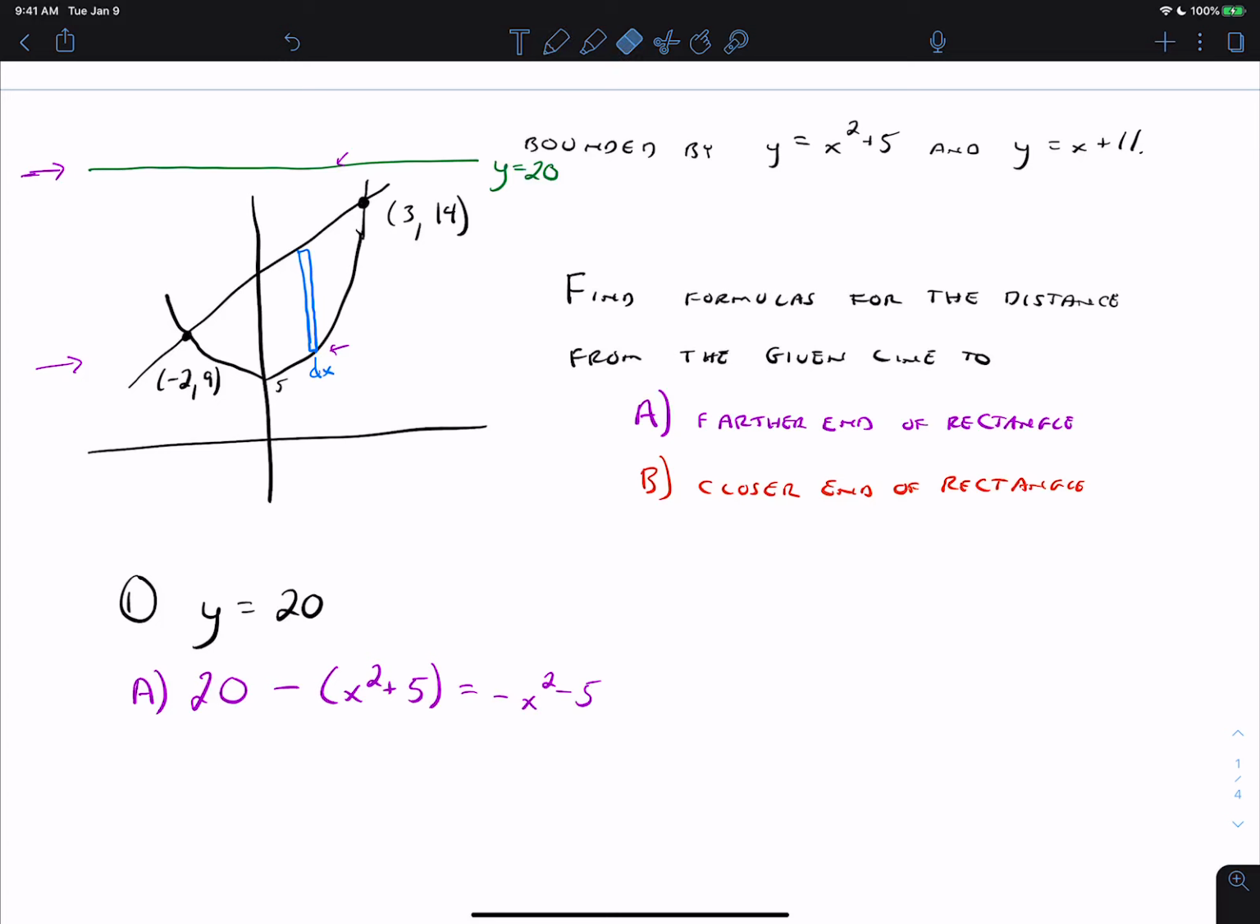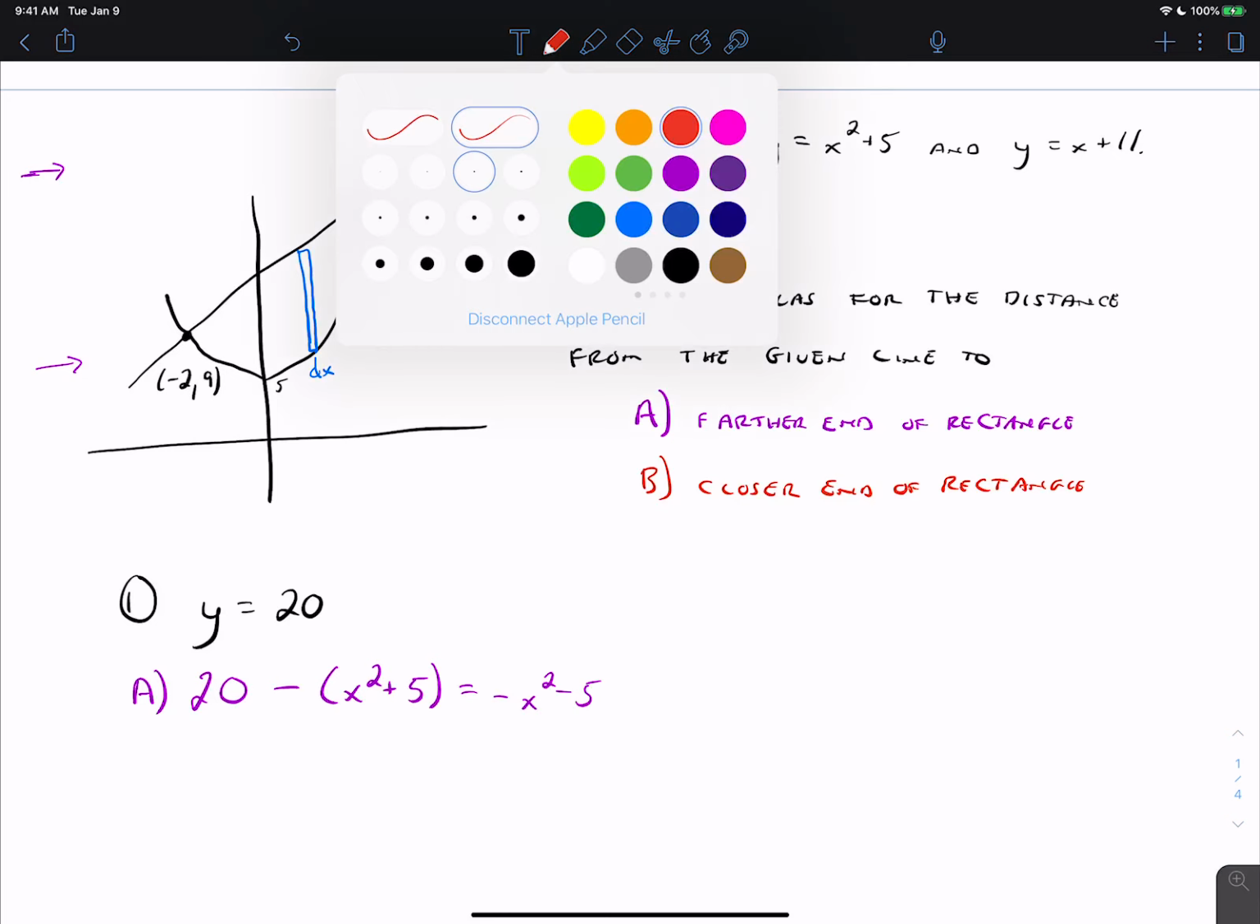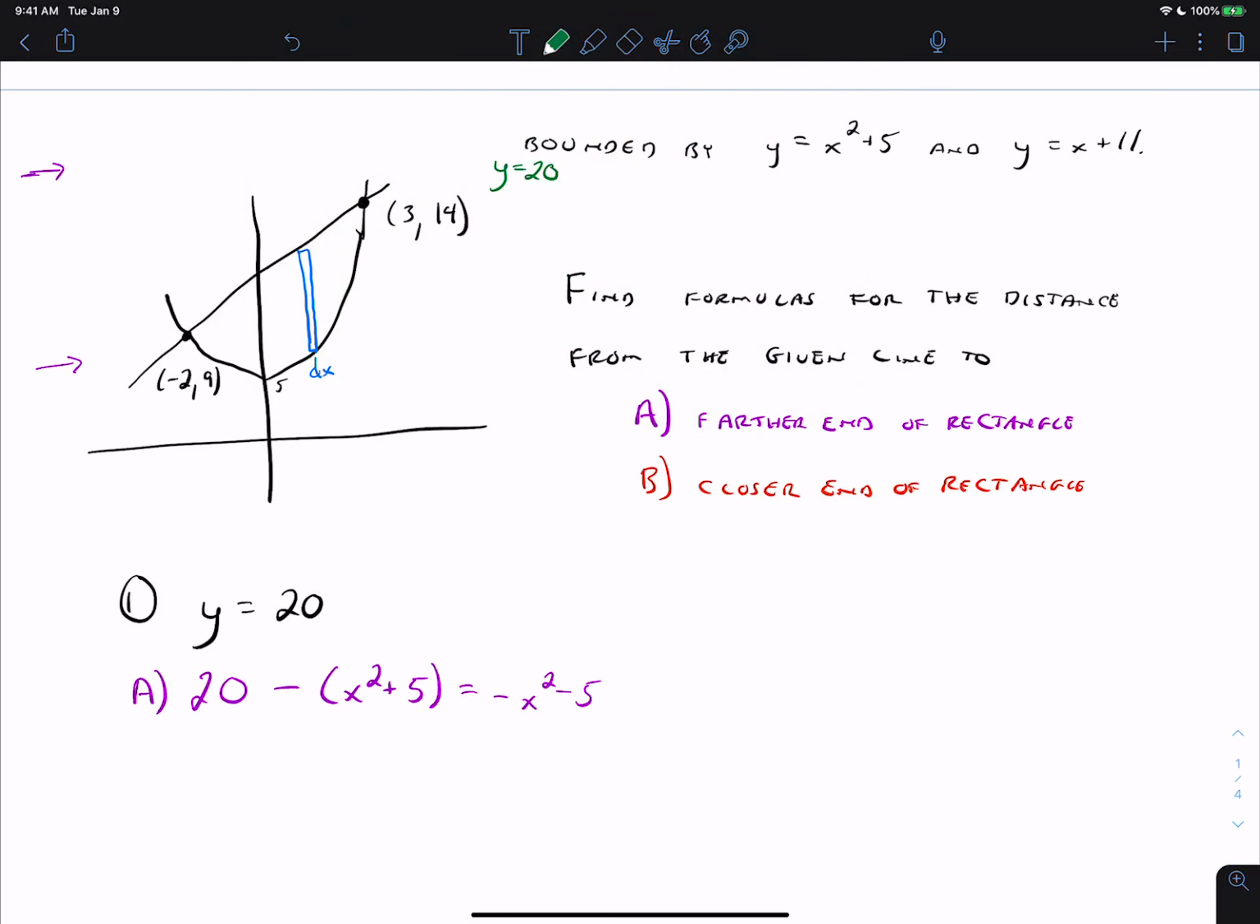For part B, we're looking at the distance from the line to the closer end of the rectangle. So y equals 20 is up here. Looking for the distance from the line to the closer end of the rectangle. If we look at that again, the line is here. The closer end of the rectangle is here. We're going to take the top y minus the bottom y. The top y is 20. The bottom y is x plus 11. That simplifies to negative x plus 9, and that's the answer on this part.